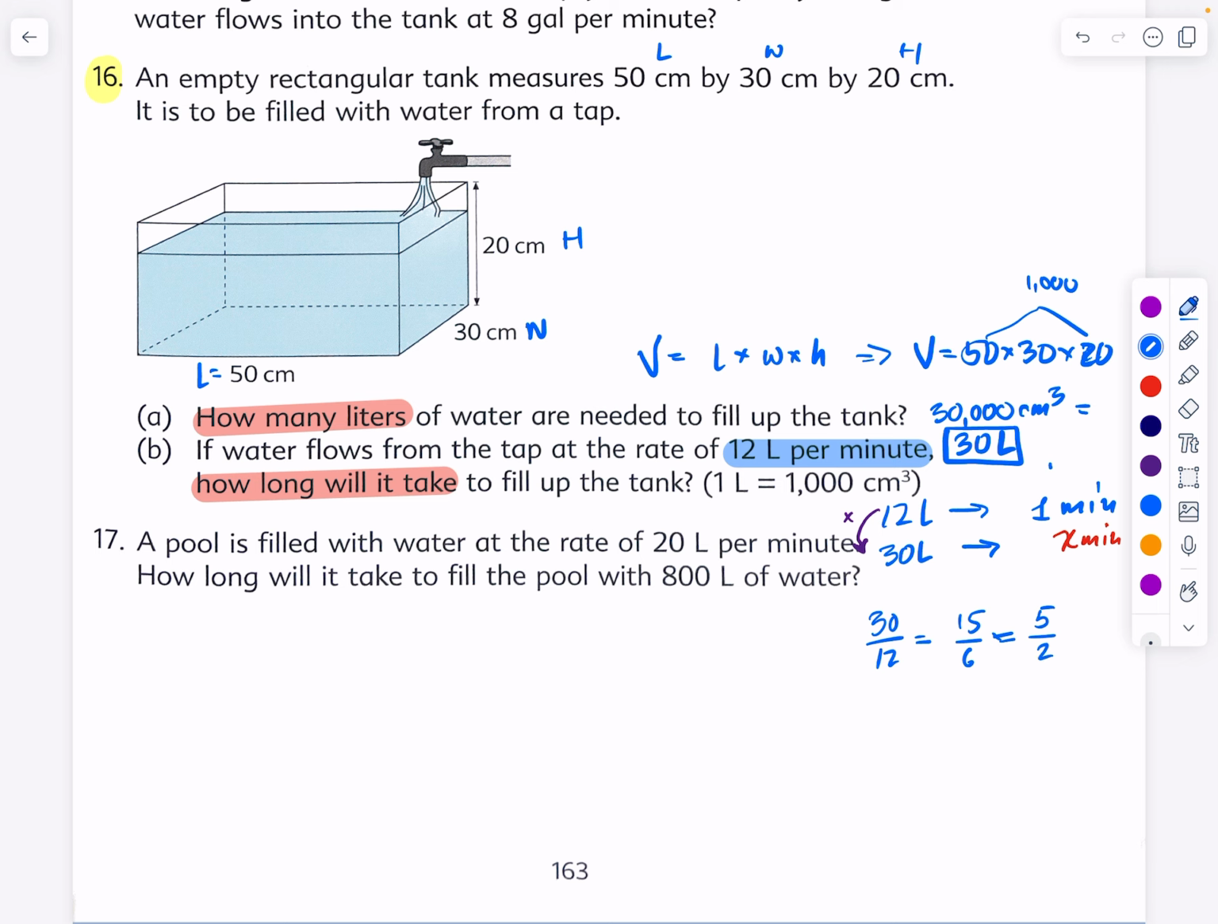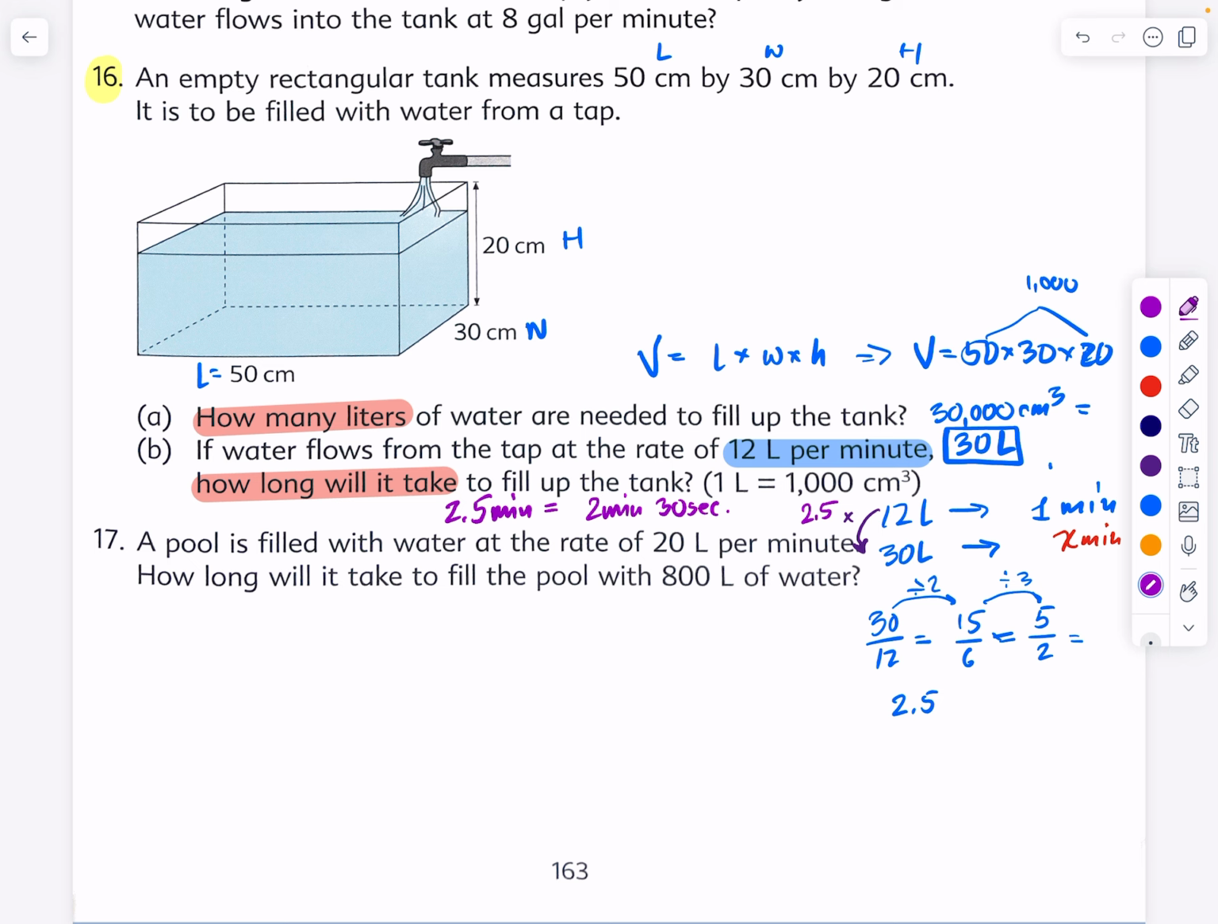So 30 to 12, of course, we can divide it by 2, divide by 3, so we divided by 6, and it is 2.5 times, right? So we are increasing capacity by 2.5 times. Therefore, we're increasing the time by 2.5 times. So it will be 2.5 minutes, or the same as 2 minutes and 30 seconds to fill up this tank.